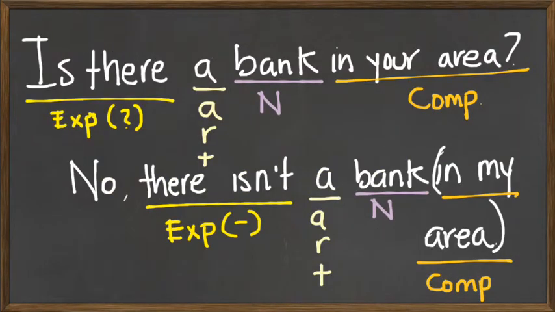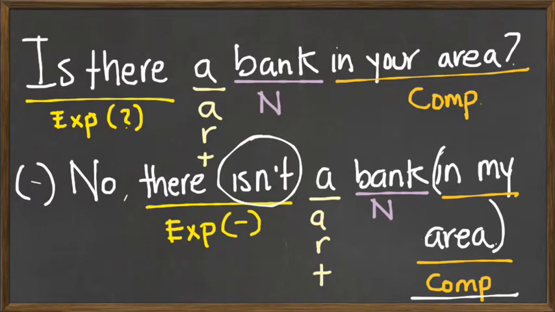We have another example with an answer too. Is there a bank in your area? If the answer is negative, we have no, there isn't a bank in my area. Don't forget that in the answer, the complement is optional. And then one more time, you can say, no, there isn't, no, there's not, or no, there is not.